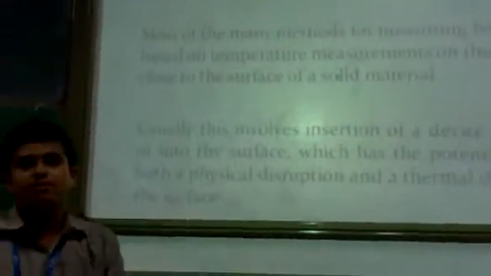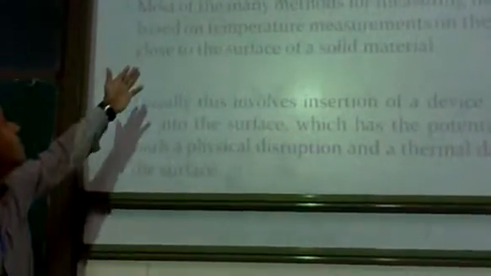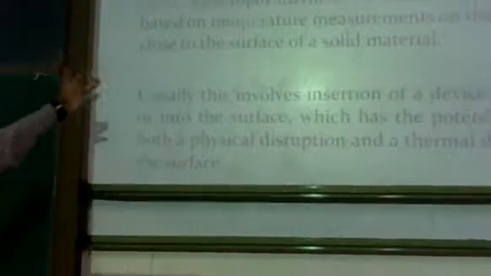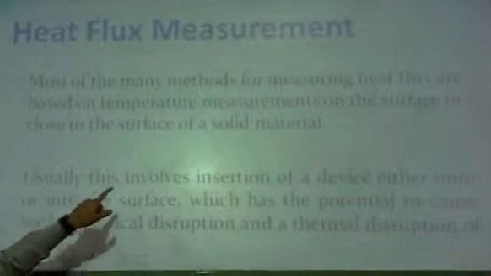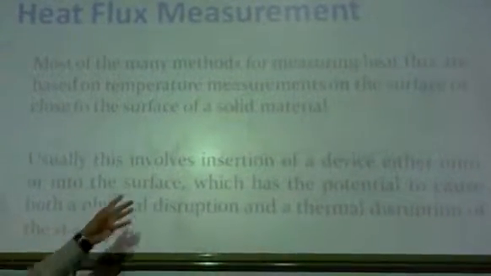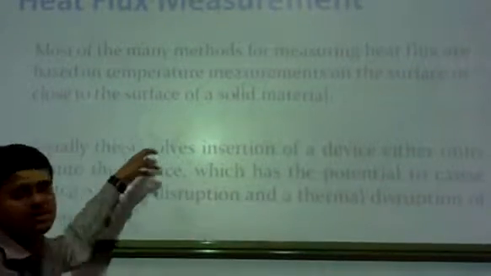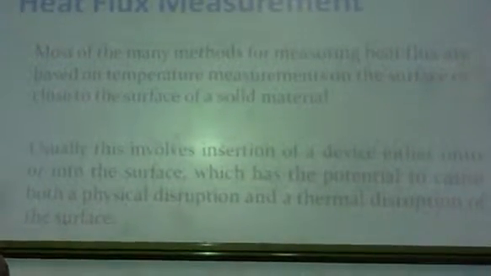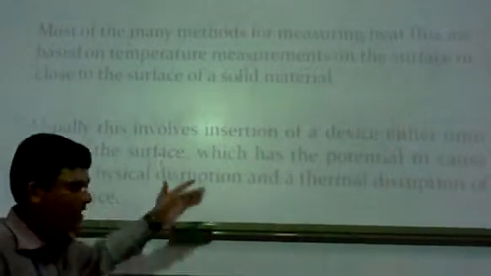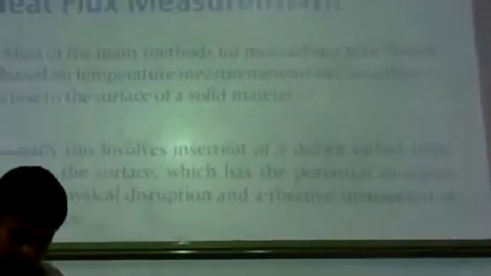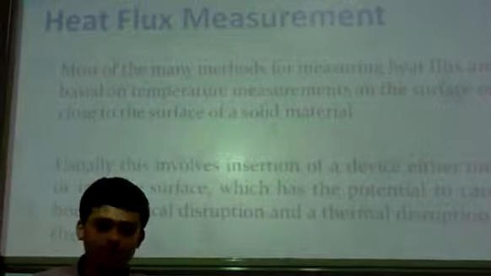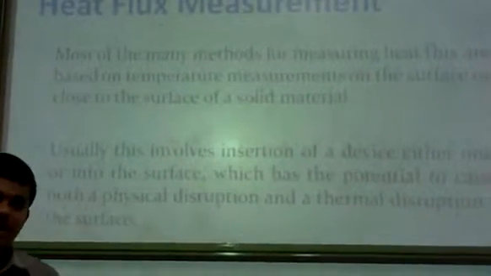Then, heat flux measurement. How do we measure the heat flux? First of all, most methods for measuring heat flux are based on temperature measurement on or close to the surface of a solid material. Usually they insert a device like a heat plate. Heat flux sensors have different names, like heat flux gauge and heat flux plate. So they insert the heat flux plate in the soil, for example, and the soil generates a temperature, and a voltage proportional to that temperature is given at the output. So we get both physical destruction and thermal destruction of the surface.